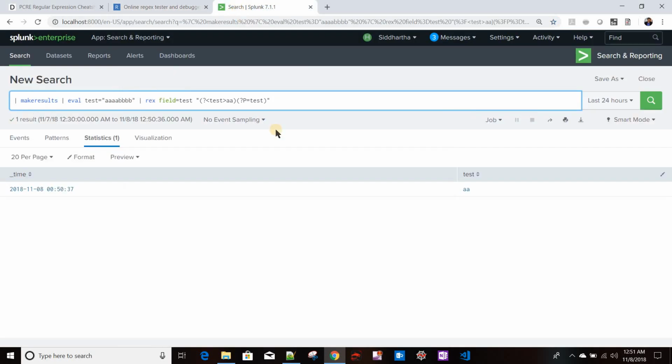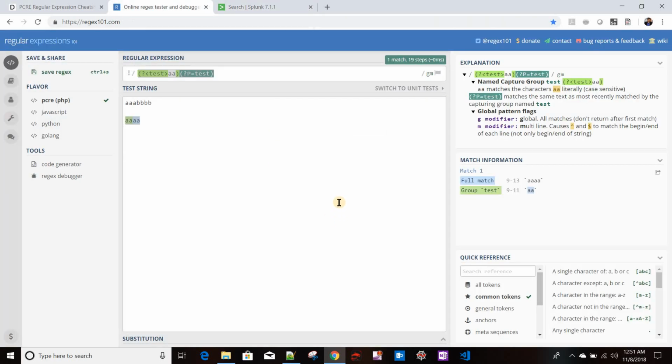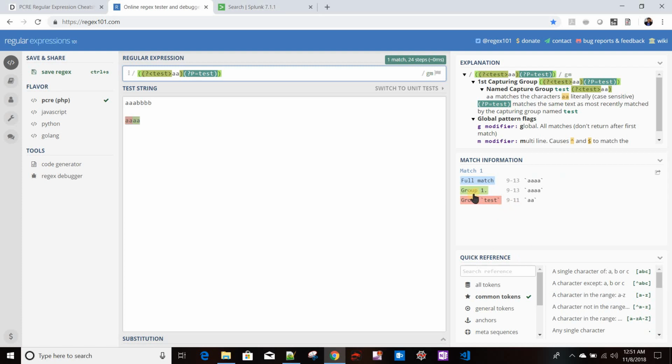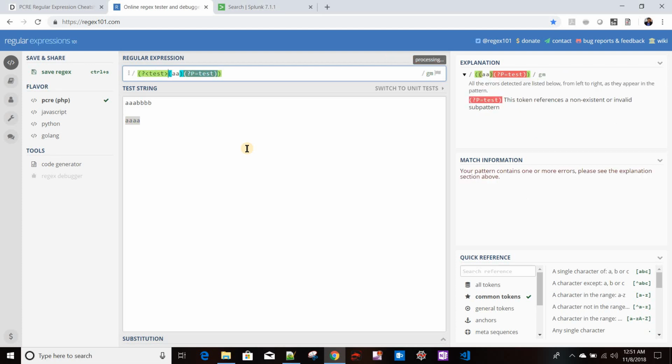Now let's say if you want to do the full match, in that case what I need to do is create the group with this A only. So I'll wrap this thing inside another group. Now if you see, my group 1 is becoming AA. So I'll give the name to this one, and I can move this test outside now to name this group.